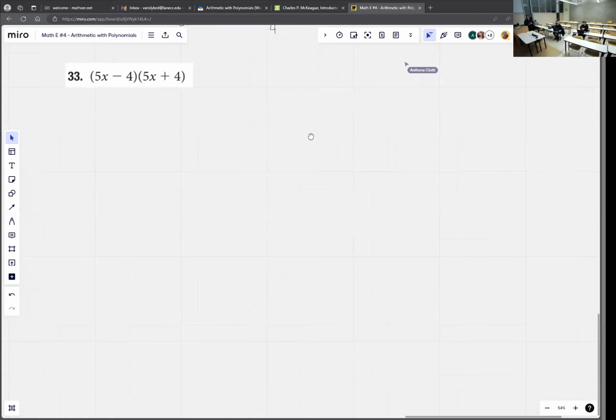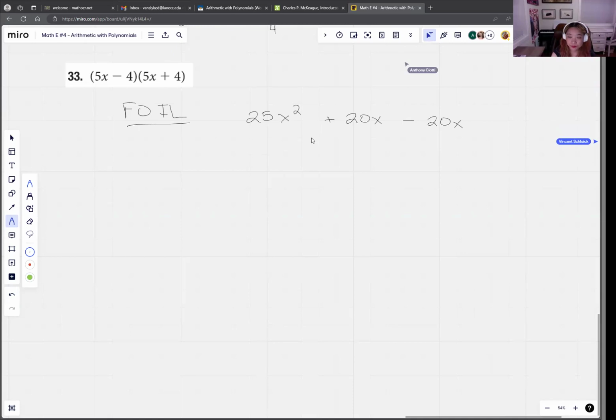Alright, let's do the FOIL method. FOIL gets the first vote. So we have first, the 5x and the 5x, 5 times 5 is 25, x times x is x squared. Outside, a 5x times a positive 4, positive 20x. Inside, a 5x times a negative 4, negative 20x. And then last, 4 times 4, but with a negative, negative 16.